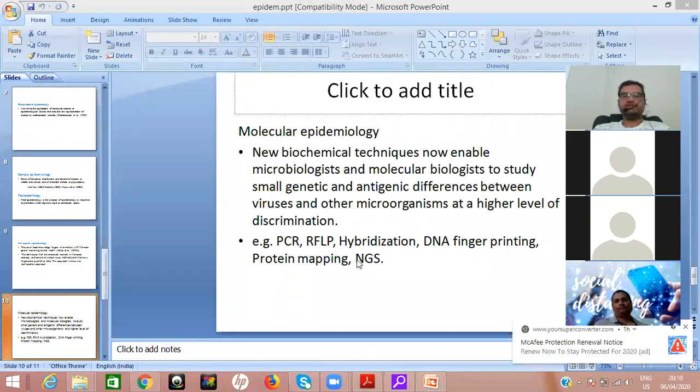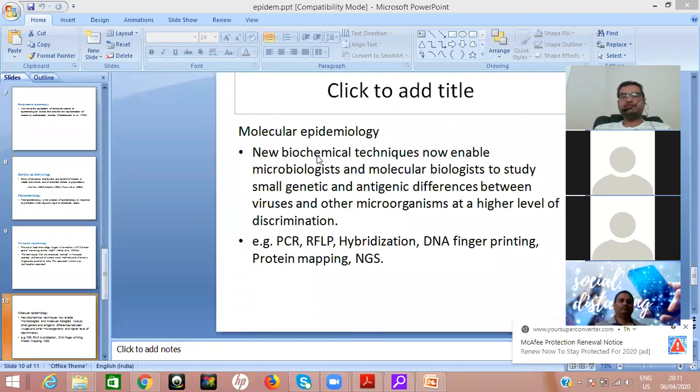That is the power of molecular biology in the current scenario. That's why molecular epidemiology plays a very, very important role in the study of a disease. And it is also playing a role in the control of disease, because with the help of molecular techniques and tools, like bioinformatic tools, we can design an in vitro model of this drug.